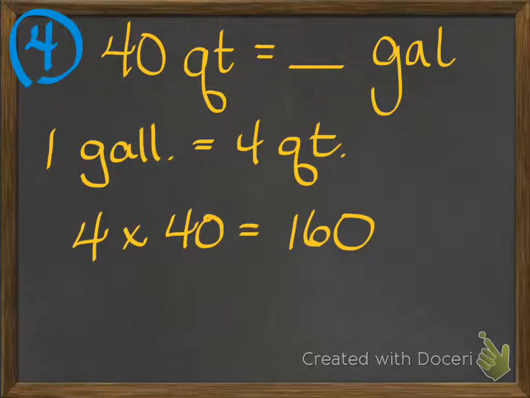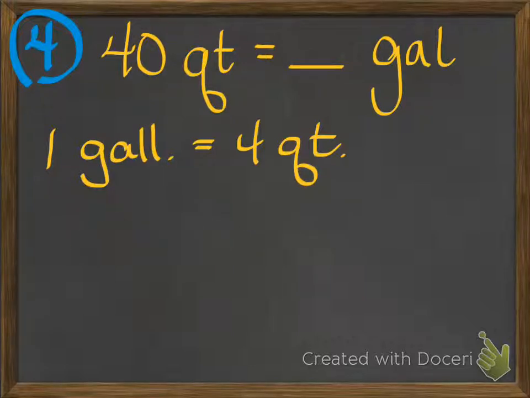Okay, I know 1 gallon equals 4 quarts, so I took 4 times 40, and that equals 160. Whoops, I did it the wrong way, didn't I? I did 40 quarts into gallons. I did the opposite thing that I was supposed to do. Let me go back and fix that. I was thinking there were 40 gallons, but I made a mistake.